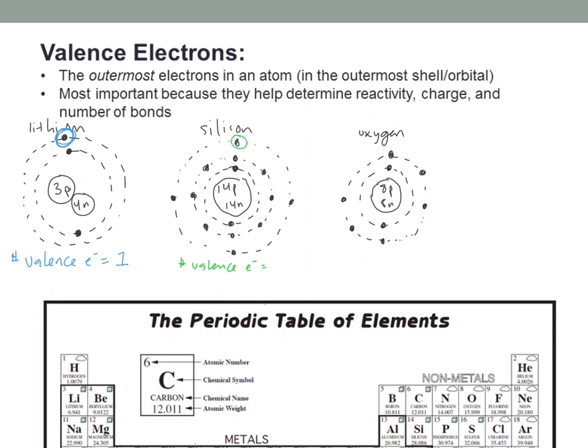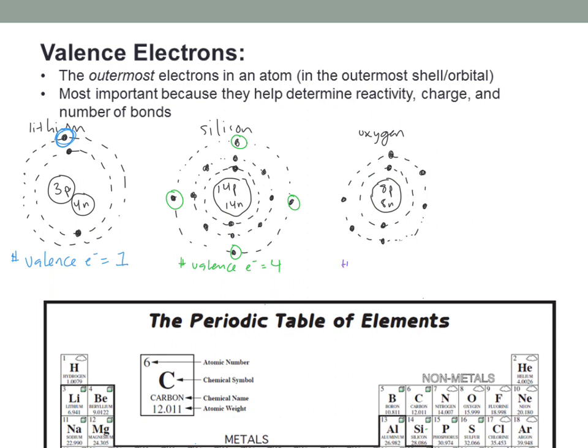So for silicon, it looks like I have 1, 2, 3, 4 in that outermost shell. So the number of valence electrons that silicon has is 4. So 14 total, but only 4 of them are considered valence electrons. They're the outermost ones, those more important ones.